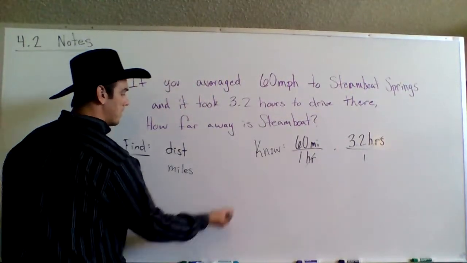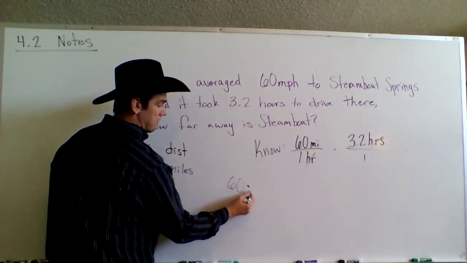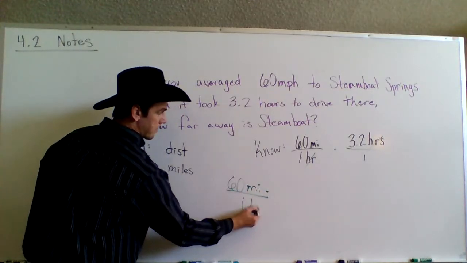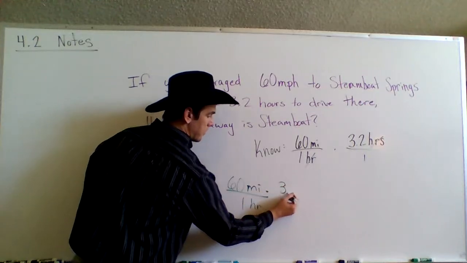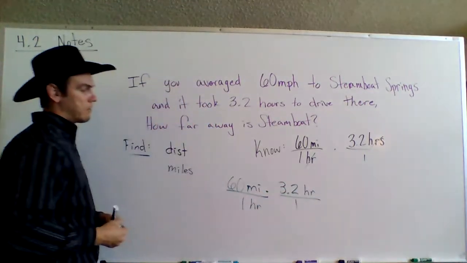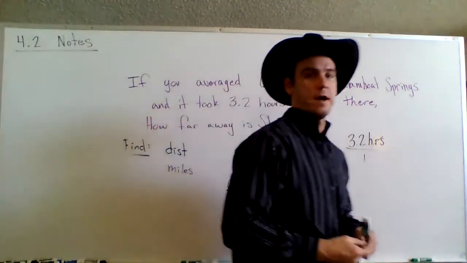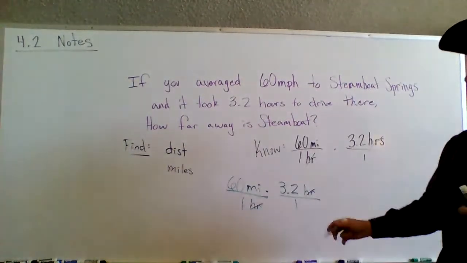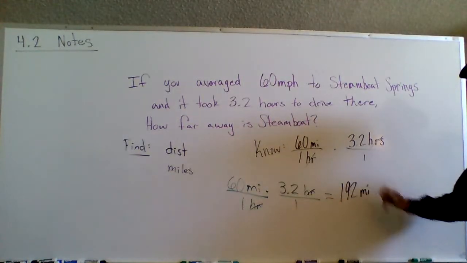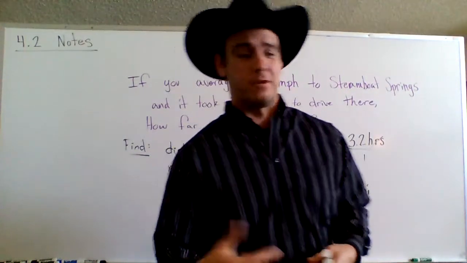So we do 60 miles times 3.2 hours, over 1. My hours cancel, just multiply them straight across. Okay, we're left with miles. When you multiply that all out, I believe it comes out to 192 miles. Okay? So Steamboat's about 192 miles from Junction here.